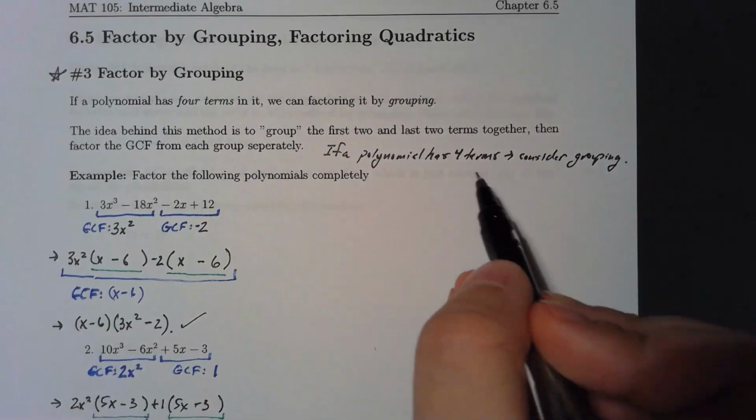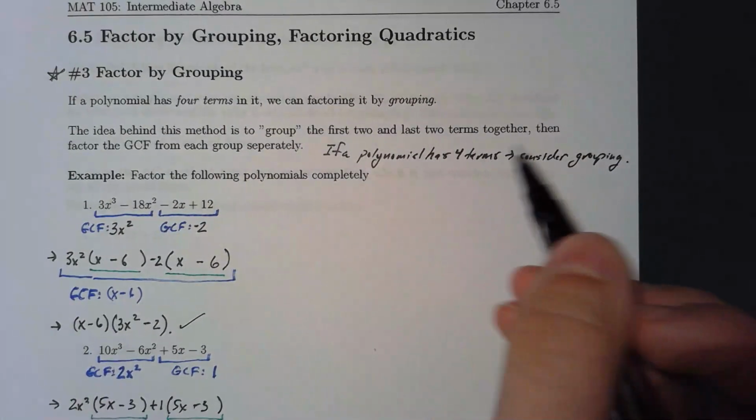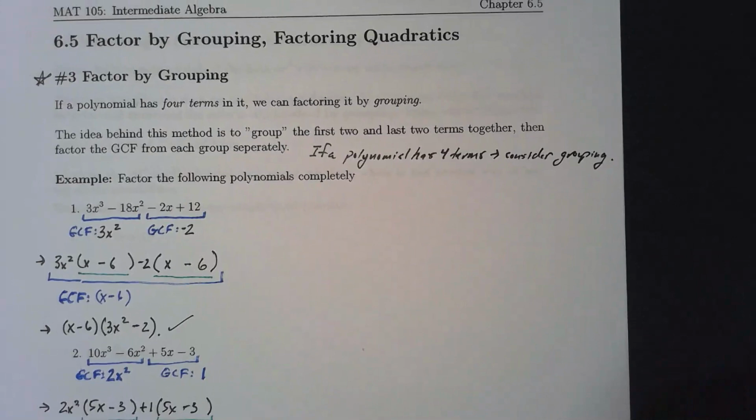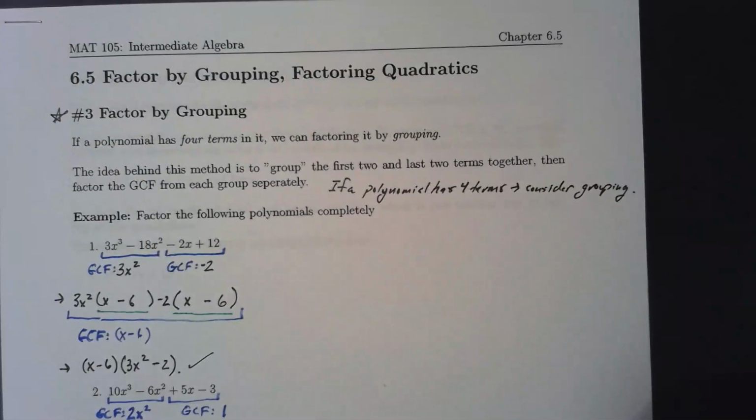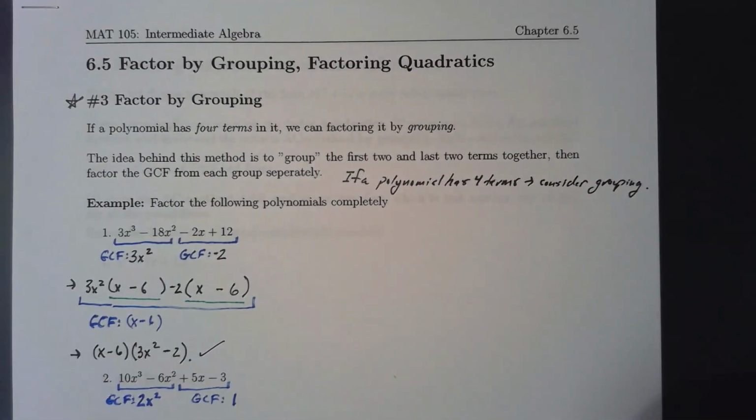Again, just to summarize, if you have a 4-term polynomial, consider grouping. Just consider grouping.